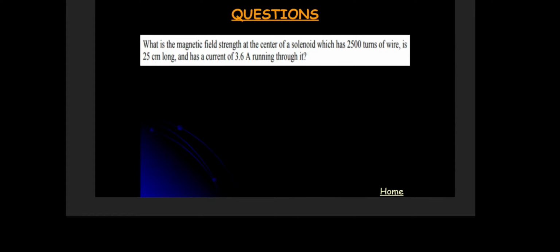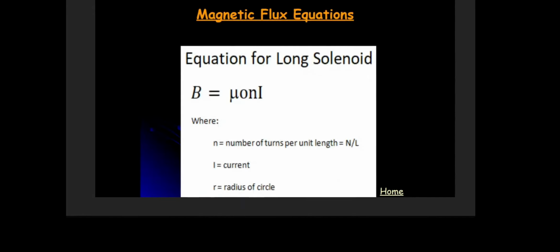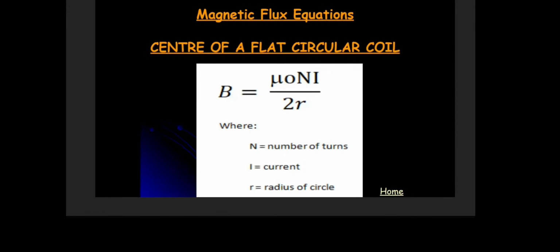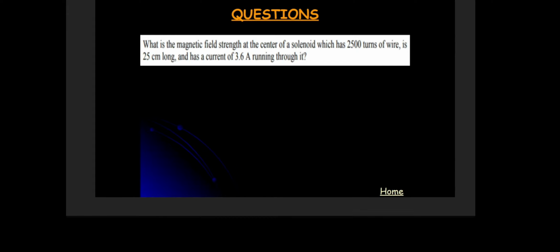Sir, could you please repeat the permeability of free space? That's 12.56 times 10 to the negative 7. Let me go back to the formula. Remember, the formula is B is equal to permeability times n, the number of turns per length, times I, or permeability times the number of turns times current over 2R. So this or this. I'm not seeing any answers yet.